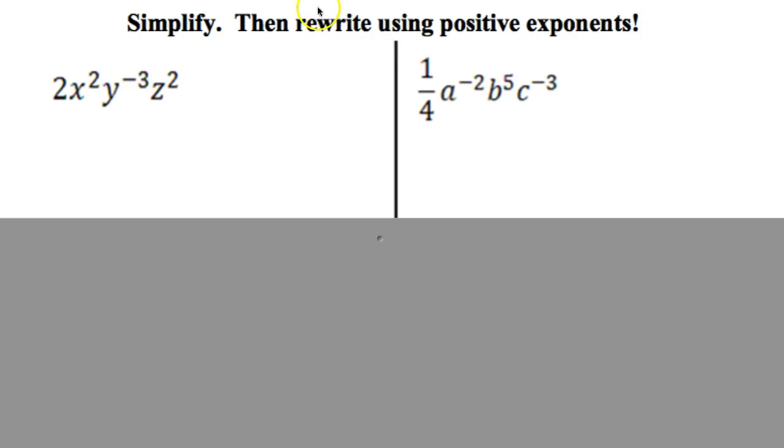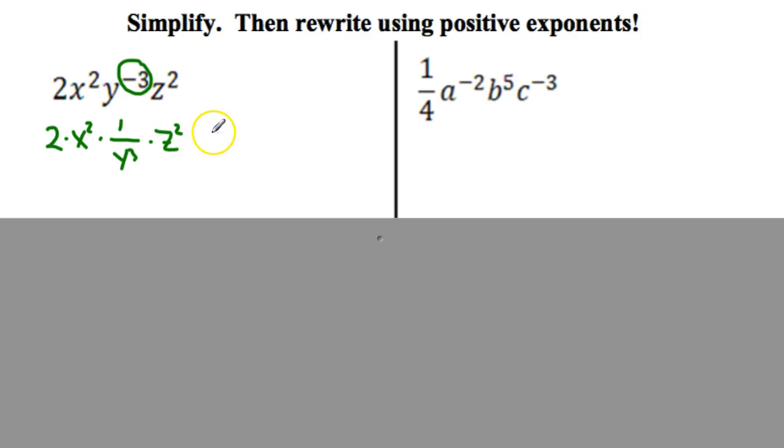Let's do some more. So we've got a lot going on here. We want to simplify, then rewrite using positive exponents. I'm looking at this. I see, okay, there's a positive exponent there, but this one is a negative exponent. So I'm going to write it a little differently. So 2, and this is really 2 times x squared, right, multiplied. This becomes 1 over y to the third power times z squared, right? So I try to find the negative exponent, and then I write it as a fraction.